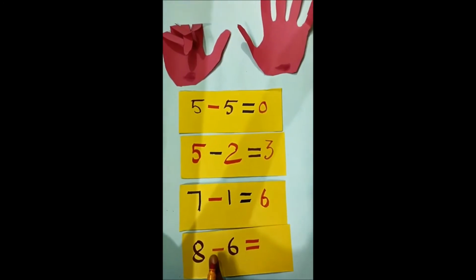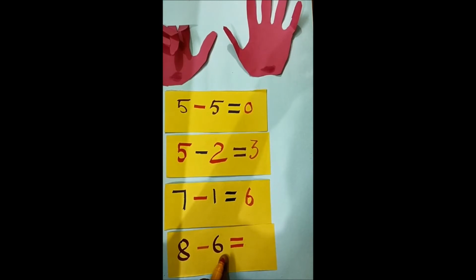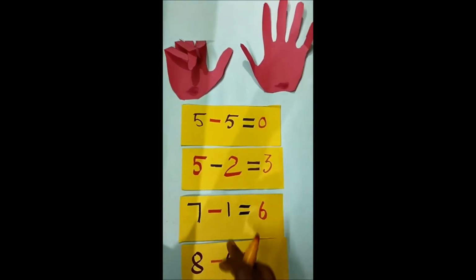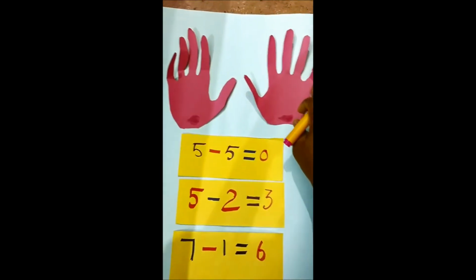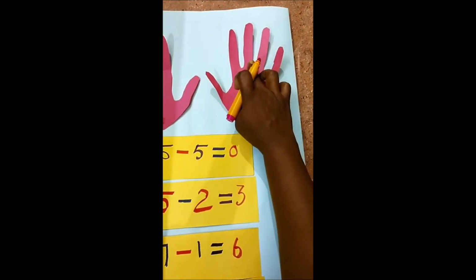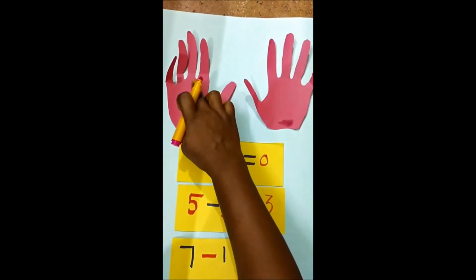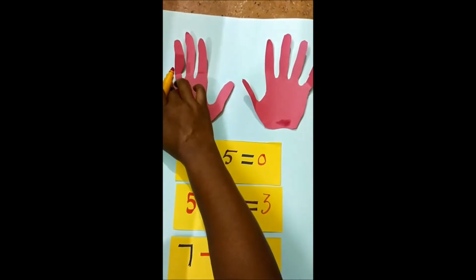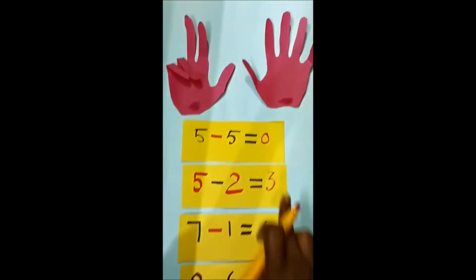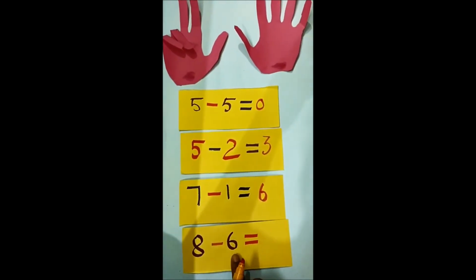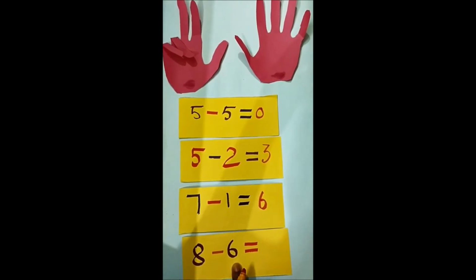Okay, what is the next sum? 8 minus 6. So now we need 8 fingers. Count 1, 2, 3, 4, 5, 6, 7, 8. So now we have 8 fingers, and in this we need to take 6. So 8 minus 6.